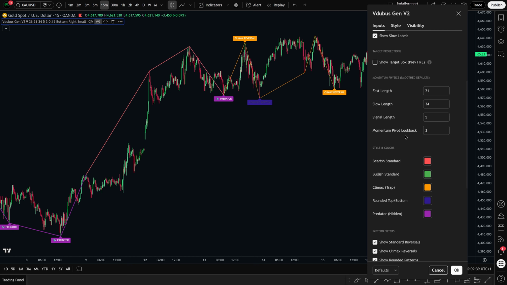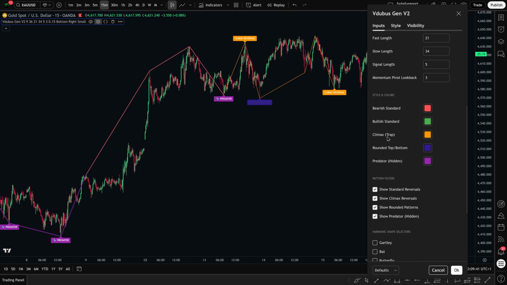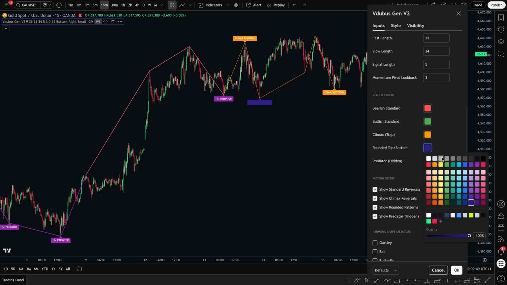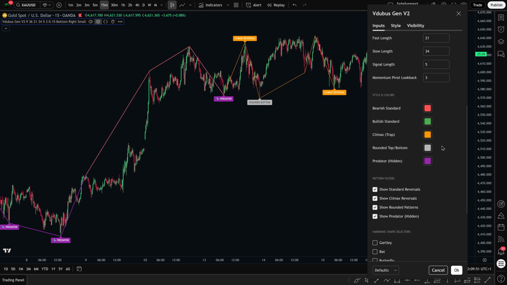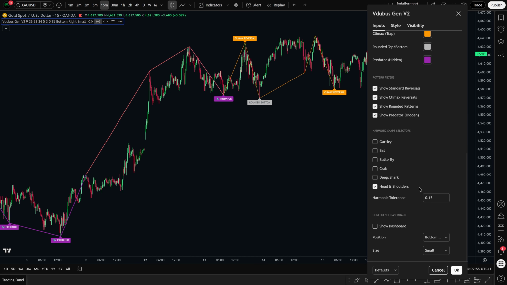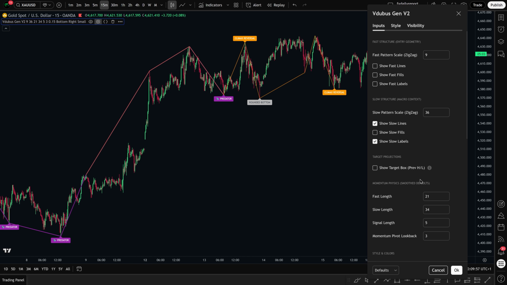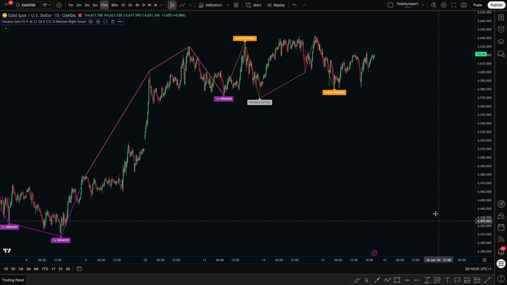Next, under Style and Colors, you can customize how the indicator looks. For the rounded top and bottom, I'm going to change the color from purple to gray. This helps make the chart look much cleaner and easier on the eyes. And that's basically all the important settings you need for this video. Once you're done adjusting everything, just click OK, and the settings will be applied to your chart.